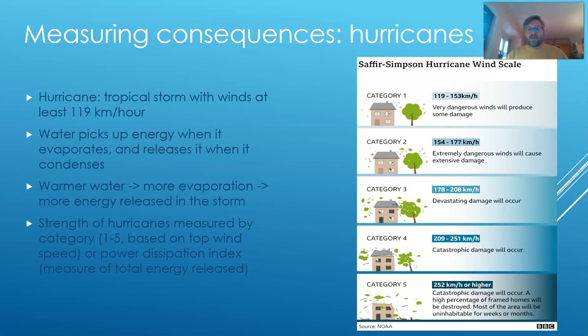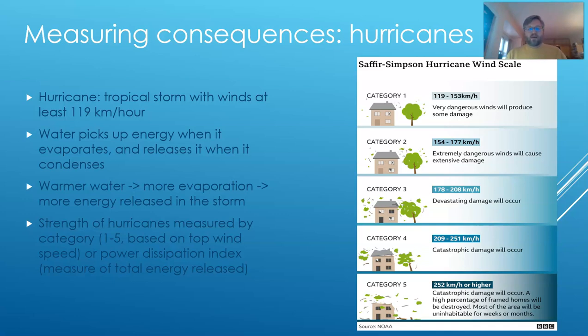Another consequence that we may see from climate change is increased hurricane activity. So we'll start by talking a little bit about what hurricanes are. So a hurricane is a tropical storm with winds of at least 119 kilometers per hour. So hurricanes are basically giant tropical storms. The destructiveness of hurricanes is largely a product of those very fast winds. And hurricanes are driven by warm water.